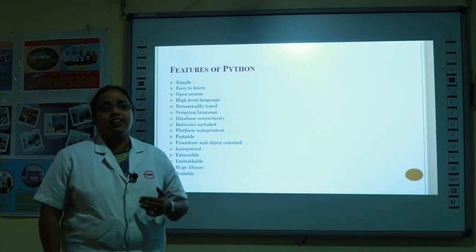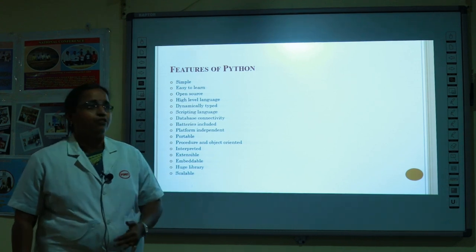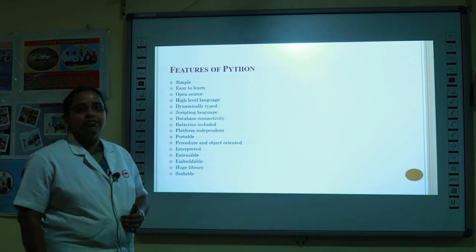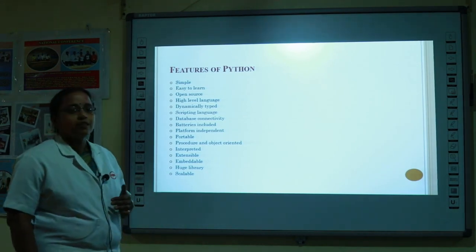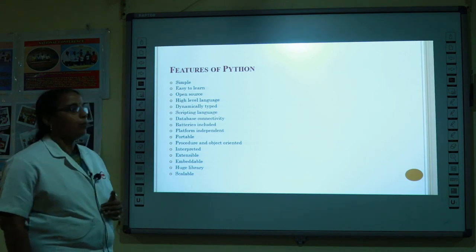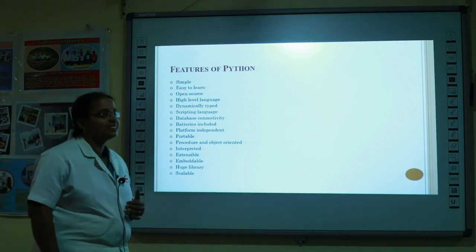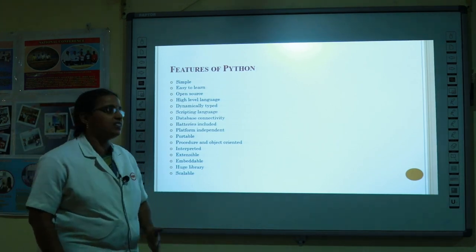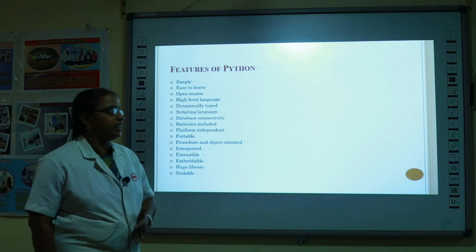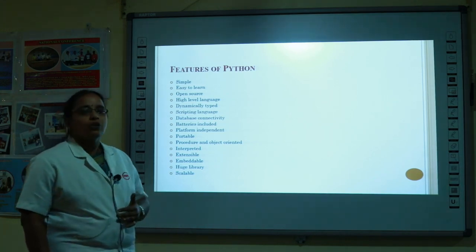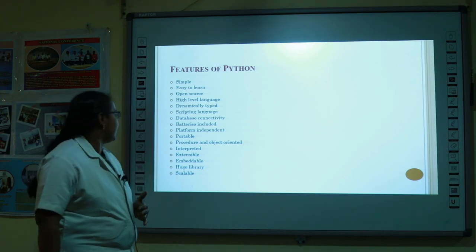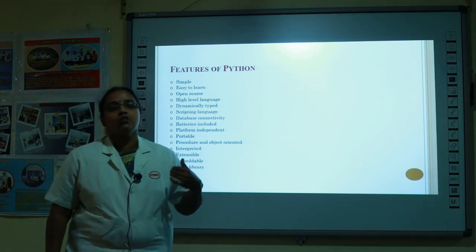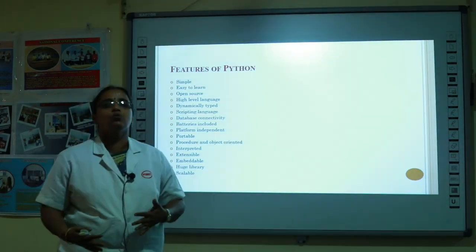Next we are going to discuss the features of Python. Here we have the list of features. First one is, it is very simple, easy to learn, open source, high level language, it is dynamically typed, then scripting language, database connectivity we have, then batteries are included, platform independent, portable, procedure oriented and extensible, embeddable. It has a huge library. So let us see these features one by one.